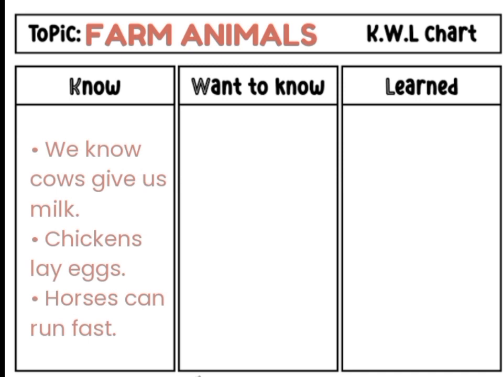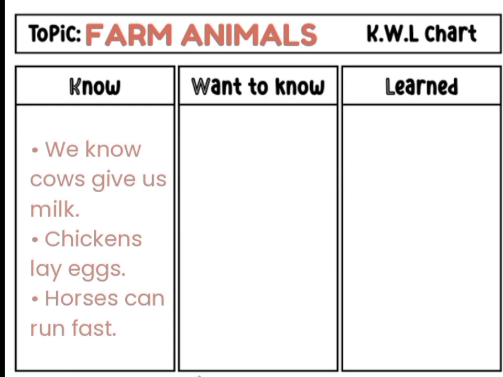If you notice your student says something incorrect, it's fine because this is only their perspective, thoughts, and ideas about the topic you introduced to them. Don't correct them here. Instead, let them realize they were wrong and let them figure out the correct answer through your discussion later. Okay, next one, the want to know, the W column.